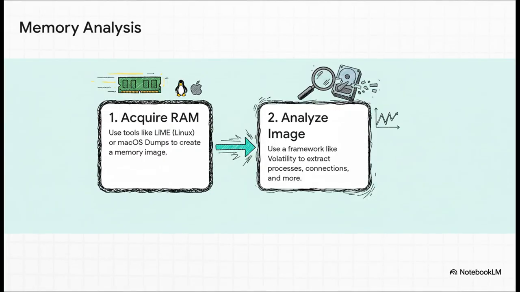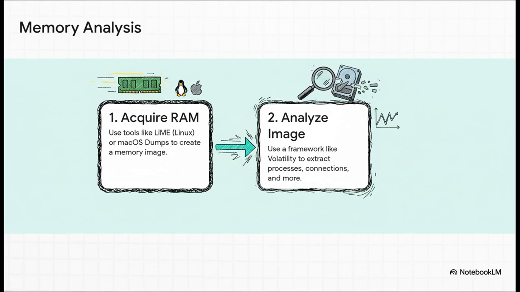Remember that RAM dump we talked about? Analyzing it is basically a two-step dance. First, you acquire the memory using a tool like LiME for Linux. Second, you feed that memory image into this incredibly powerful framework called Volatility. Volatility can then reconstruct what was happening on the live system, pulling out things like running processes, network connections, and even command line history that was never even written to the disk.